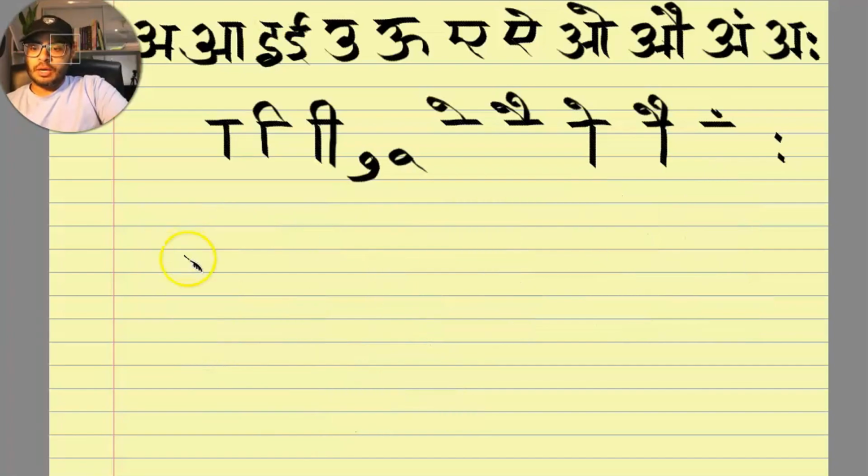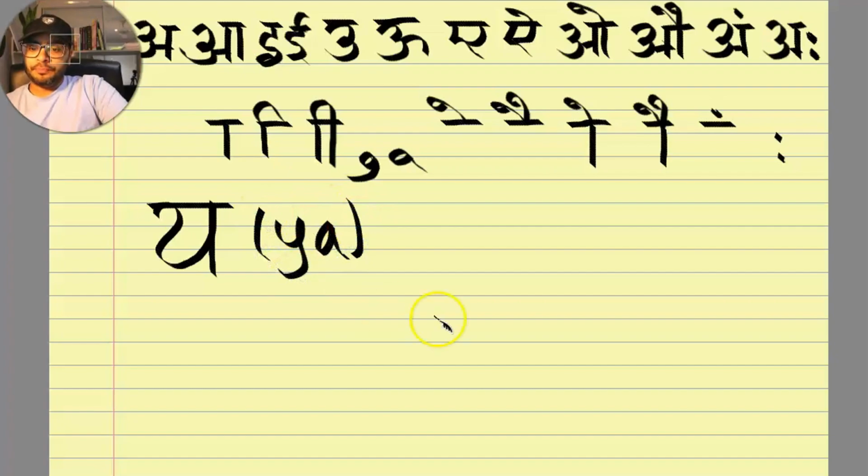The next sound is ya. The way we write it is something like this. So this sound ya is not a. It's ya. Now the IAST for this sound would be Y and A. The sound that resembles this the most in English would be something like yogurt. So when you're saying yogurt, it's this sound.